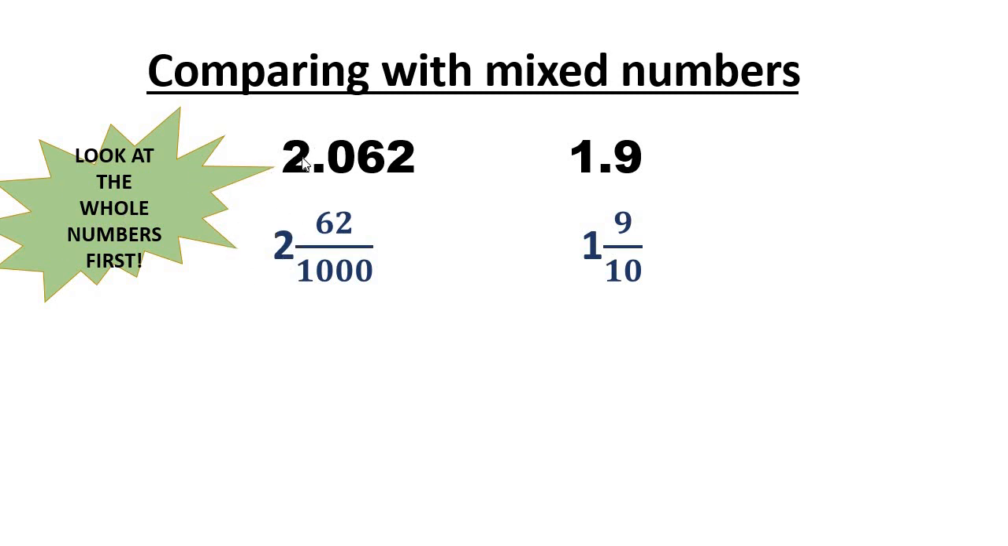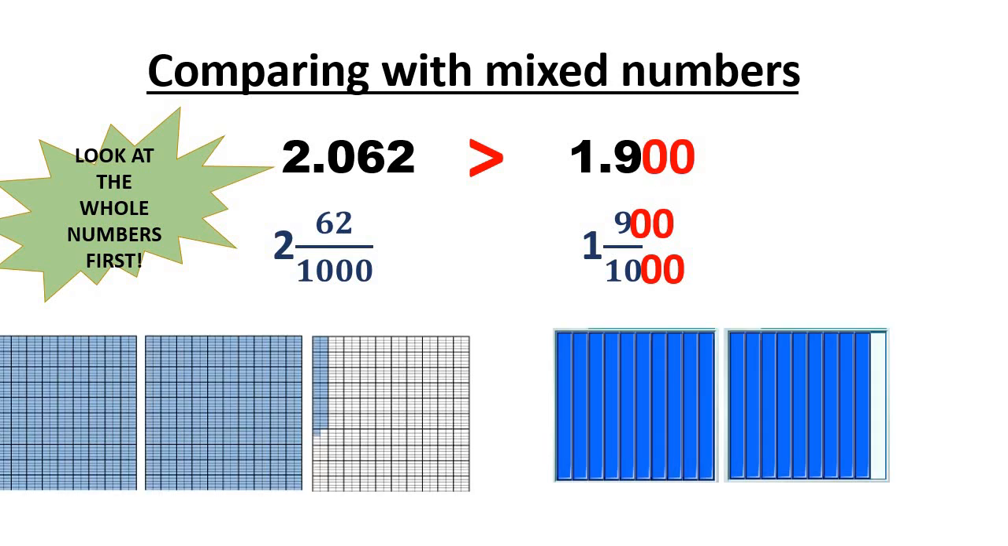And if you do that, you can actually figure this out without having to do the zeros trick. 2 whole pizzas is automatically bigger than 1 whole pizza. It really doesn't matter how much is left over. You certainly can still do the zero trick though. If I add the zeros to the end of this, now I've got 1 and 900 thousandths, but it's still going to be the 2 wholes over here that are going to be greater.